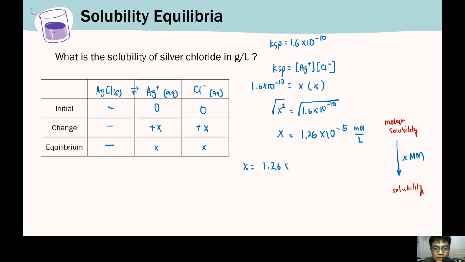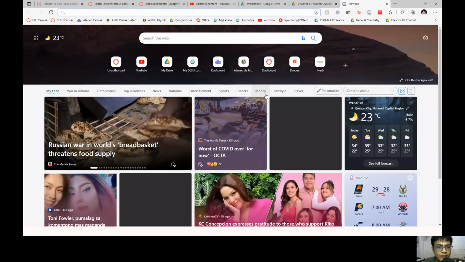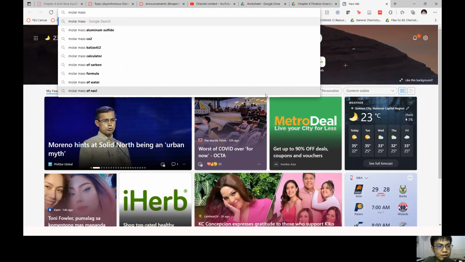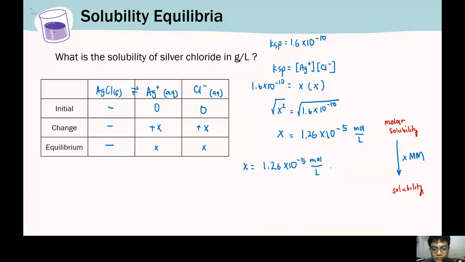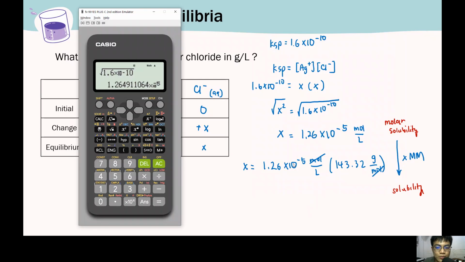Okay, so it's 1.26 times 10 raised to negative 5 mole per liter. And then you get the molar mass of your precipitate, silver chloride. Okay, so let's google it. Molar mass of silver chloride, AgCl, 143.32. So you just need to multiply it, right? 143.32. Is that correct? Okay, correct. So when we multiply our molar solubility by the molar mass, you can see that the moles will cancel out. Okay, so you get grams per liter. Okay, multiply everything by 143.32, and this is our solubility, 1.81 times 10 raised to negative 3.